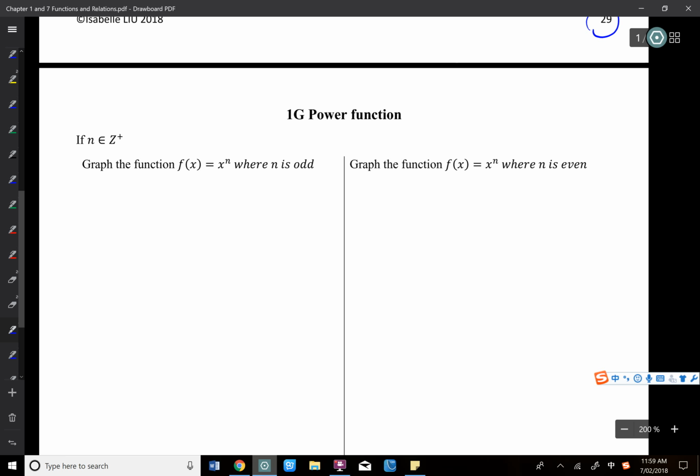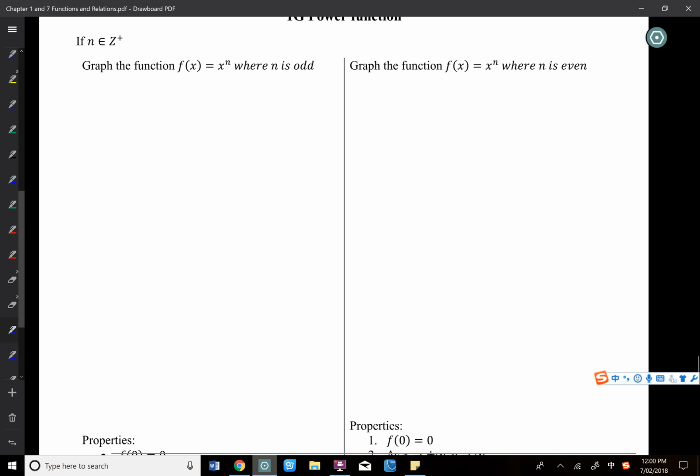About power functions. What is a power function? A power function is x to the power of n. This n can be a positive number, negative number, fraction, whole number, anything. But we haven't learned how to sketch any except integers; we haven't learned how to sketch the fractional ones. So let's think about the integer ones first.